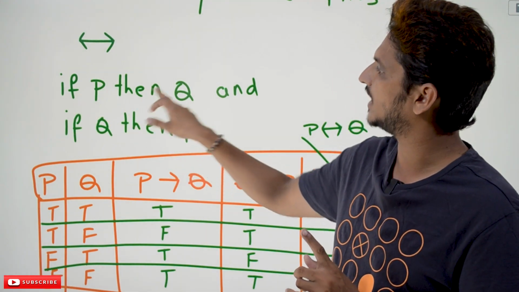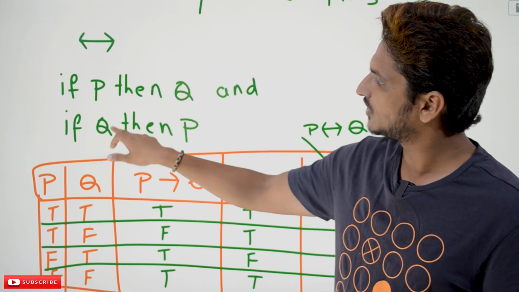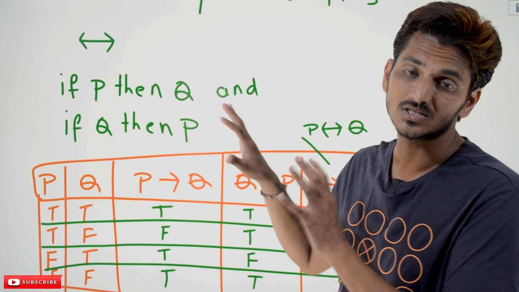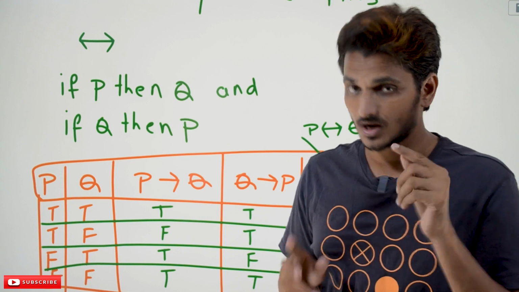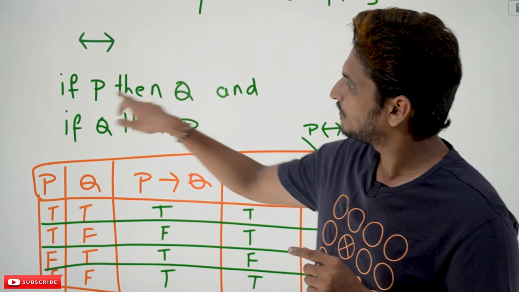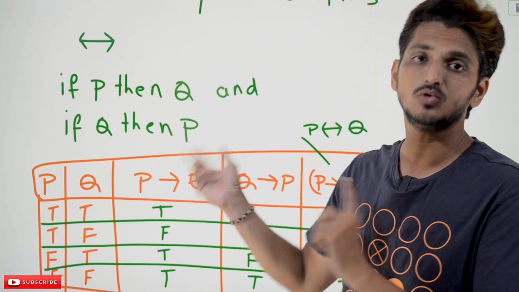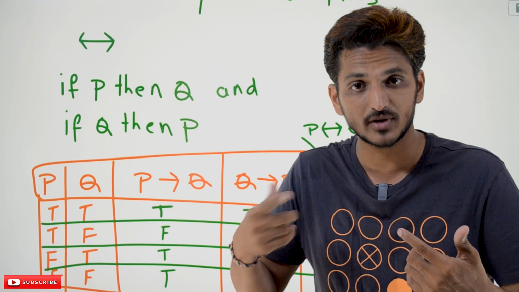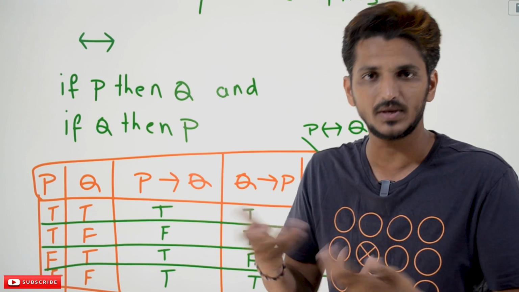If P then Q, it has to satisfy this, and if Q then P, it has to satisfy both these conditions. Then we call it biconditional. In our last class we clearly discussed that if P then Q means P implies Q, and if Q then P means Q implies P. We already discussed how to construct the truth table for P implies Q.